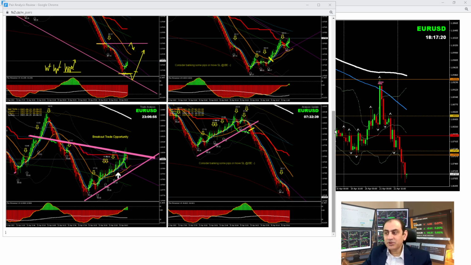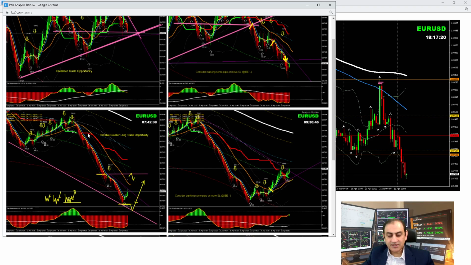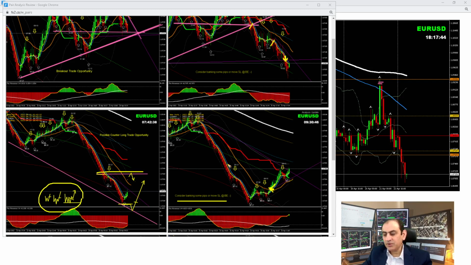And at the London morning session, after banking some profit, that's what I explained to my traders, these are the possibilities. If price develops one of these patterns, then we are looking at a counter long trade here and the target around this level. So you can see here price nicely developed one of these patterns and nicely broke. Beautiful counter long trade here. Price nicely hit the profit target, bank beautiful pips.